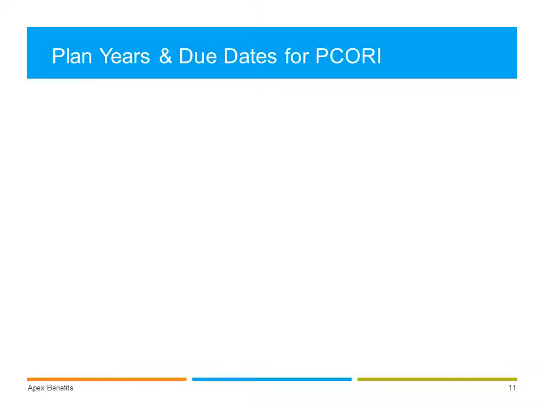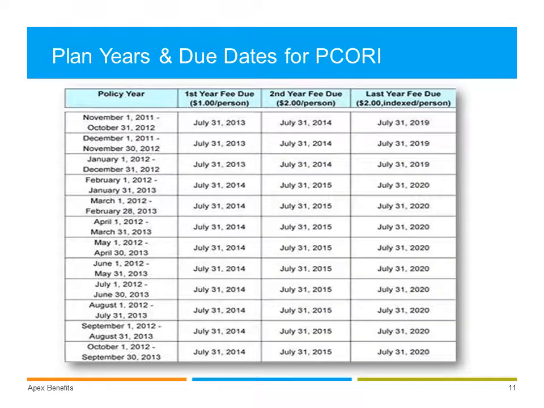Plan years and due dates for PCORI. Here's a chart. It shows the policy year for which the PCORI fee is due. Then moving to our right, again always July 31st of the following year is when your PCORI fee will be paid. Year 1 is $1. Year 2 is $2. And then in subsequent years your fee will be indexed by inflation.